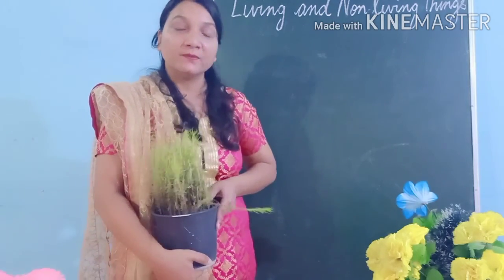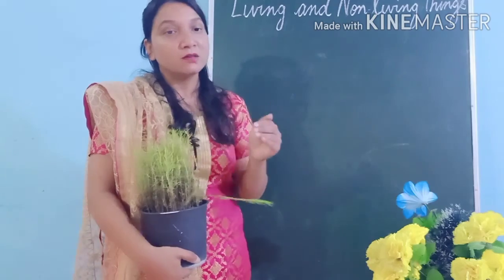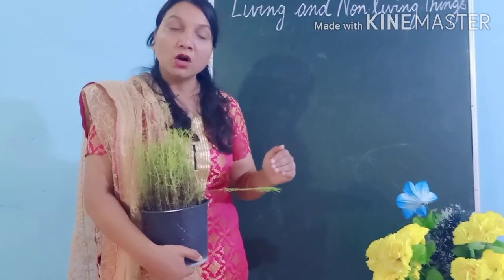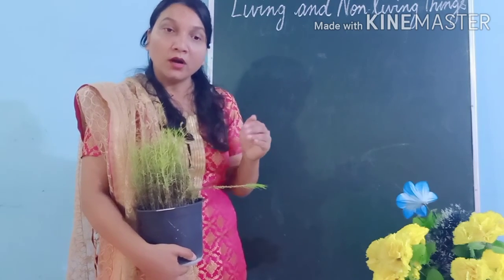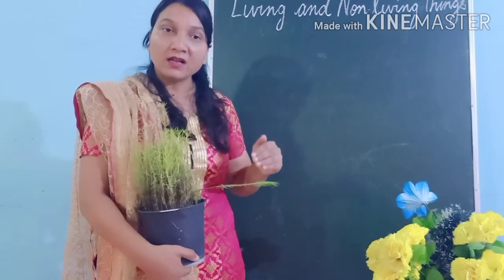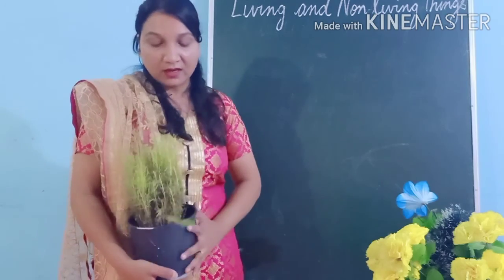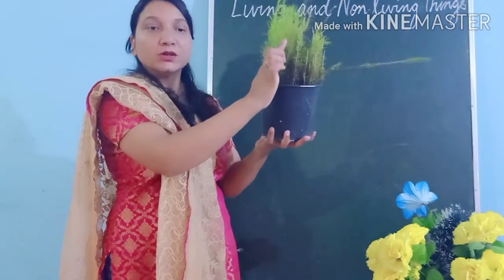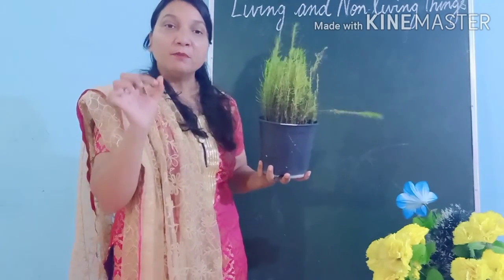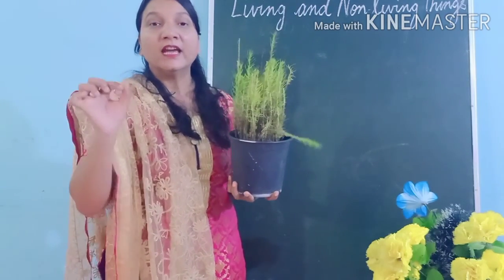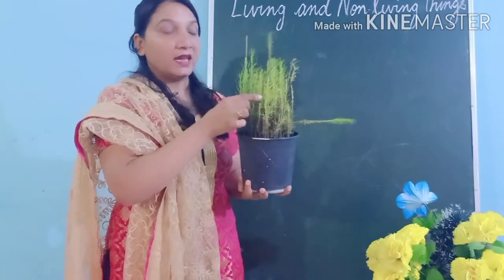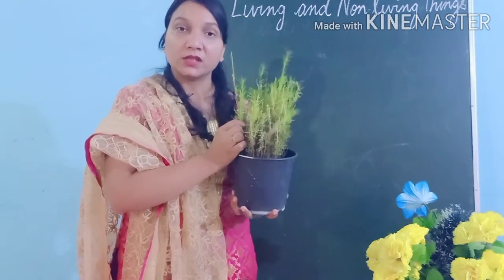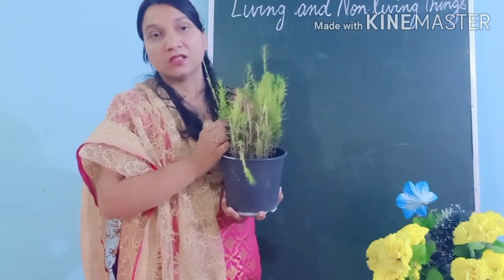So let's see. Plants do not move from one place to another because plants do not have to look for food. Green plants make their own food. Like this plant. See, this plant is green. So green plants make their own food in presence of air, water and light. And this process is called photosynthesis.